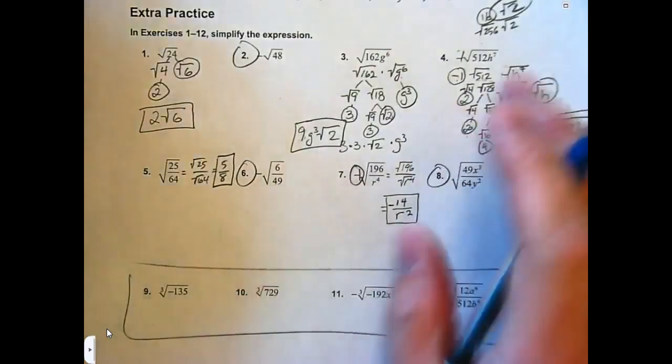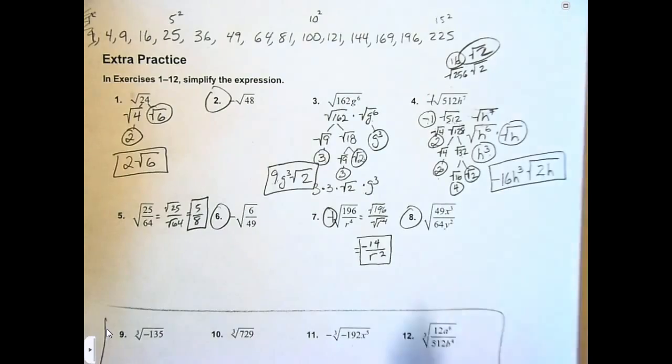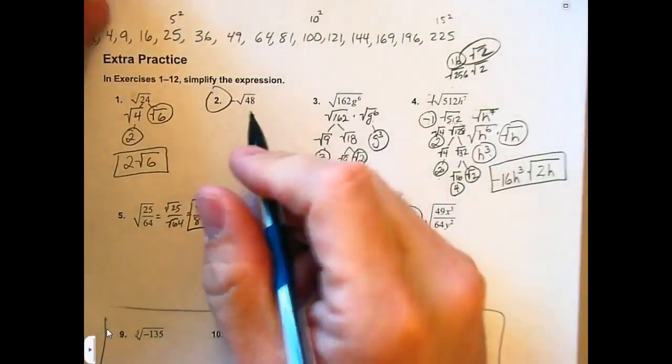So yesterday we started out with 9.1, dealing with the properties of square roots. I asked you to complete on page 279 of your student journal number 2, number 6, and number 8. So, on number 2, go ahead and tell your neighbor what you got. Okay, let's check it out.